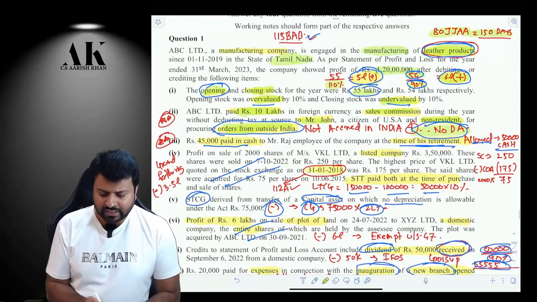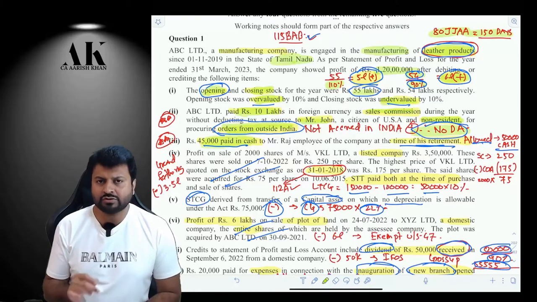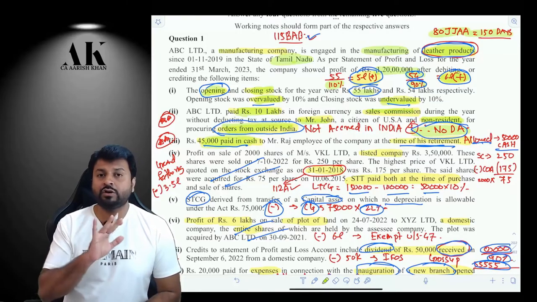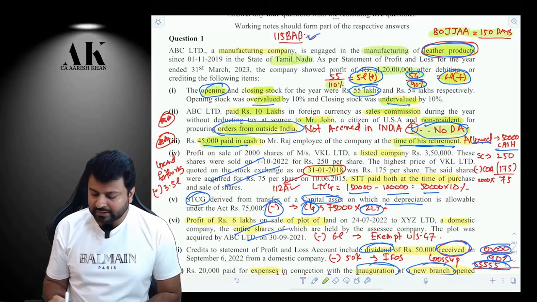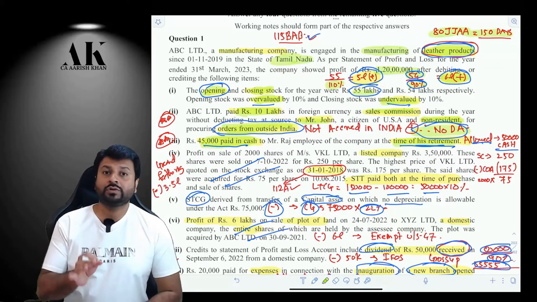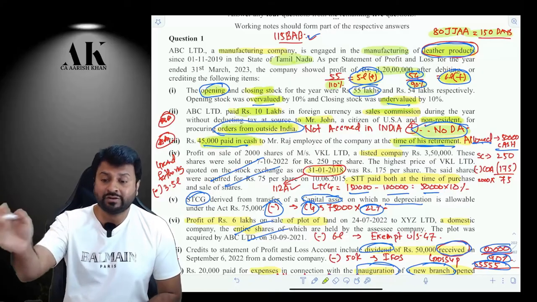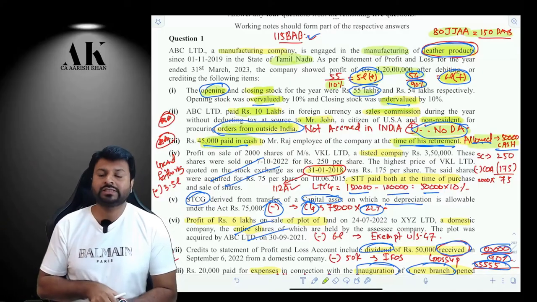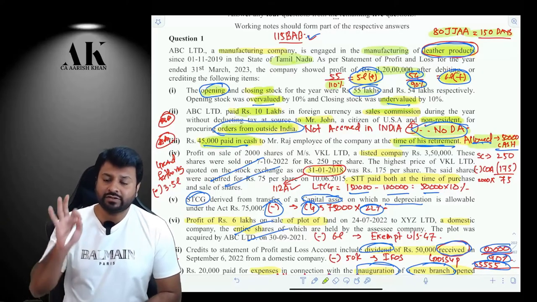Okay. Next one, you are making 45,000 payment in cash to Mr. Rajan, employee. You will say it is disallowed, but not disallowed. Why? Because this payment is in respect of retirement benefits. Whenever you make any payment of retirement benefits to your employees, you can make the payment in cash up to 50,000 rupees. That is given in Rule 6DD. So be very careful with that.